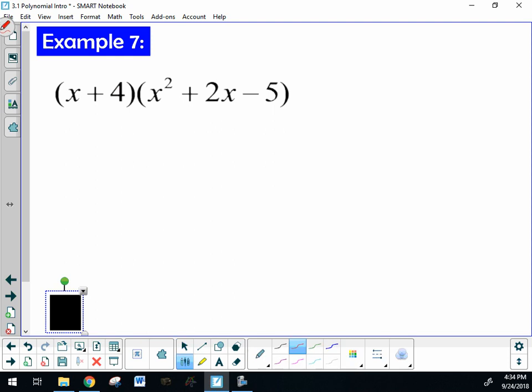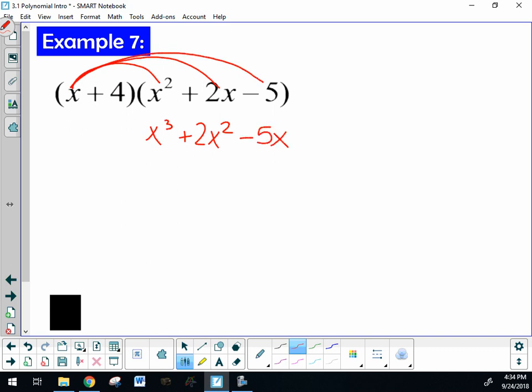So I'm going to distribute the x first. X times x squared is x to the third. X times 2x is 2x squared. And x times negative 5 is negative 5x. So that is completely distributing that x.